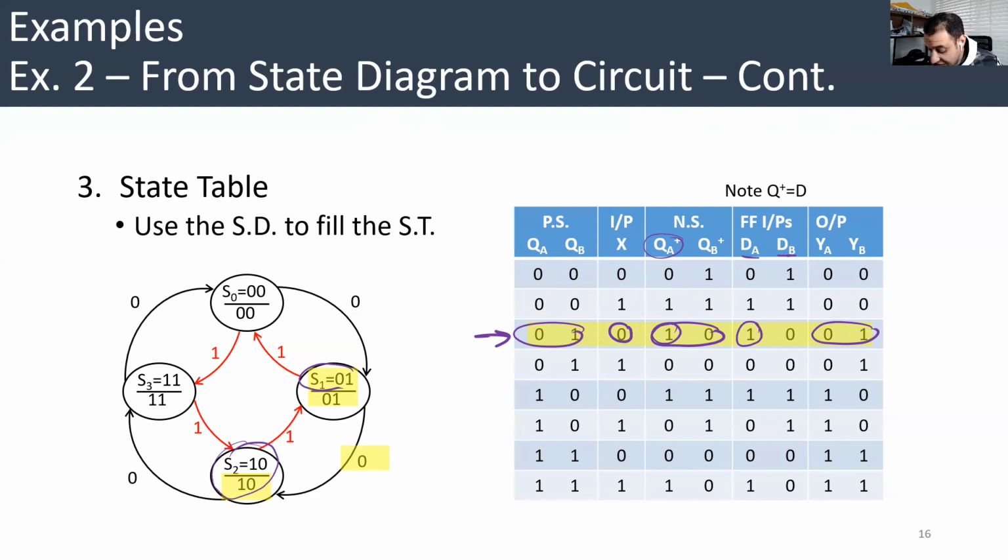Let's do QB, DB. So QB plus is 0. That means when the clock comes, QB plus becomes 0. That means there was a 0 on DB as well. That's why we have 0 here. Now, another state, just as an example. If we are in S2, which is 1, 0, and the input is 0, we go to 1, 1. And the output will be 1, 0 all the time.